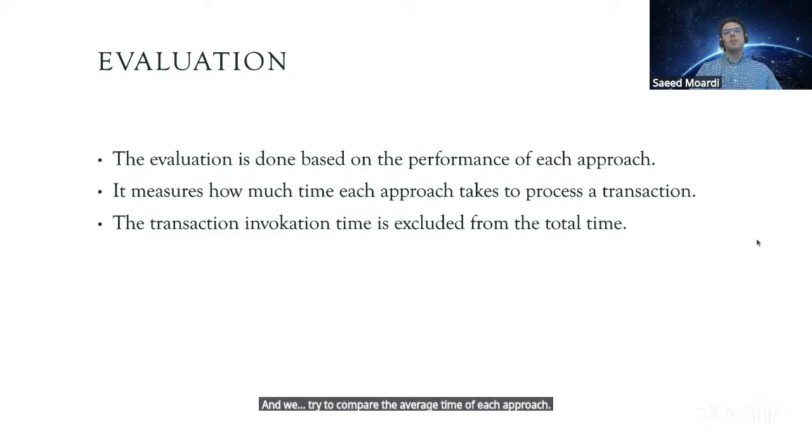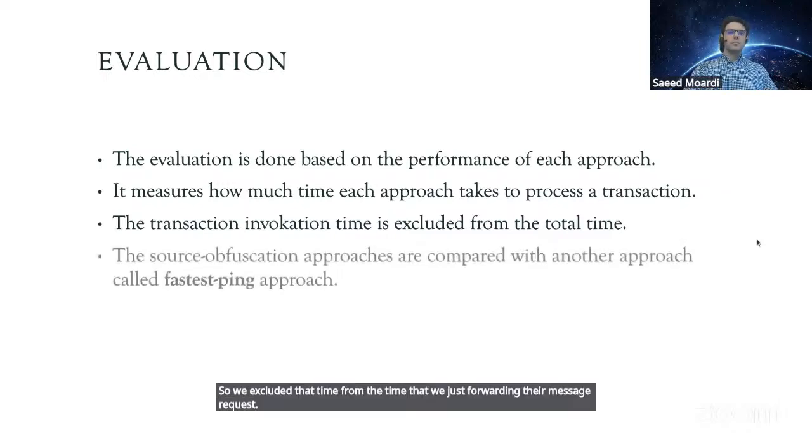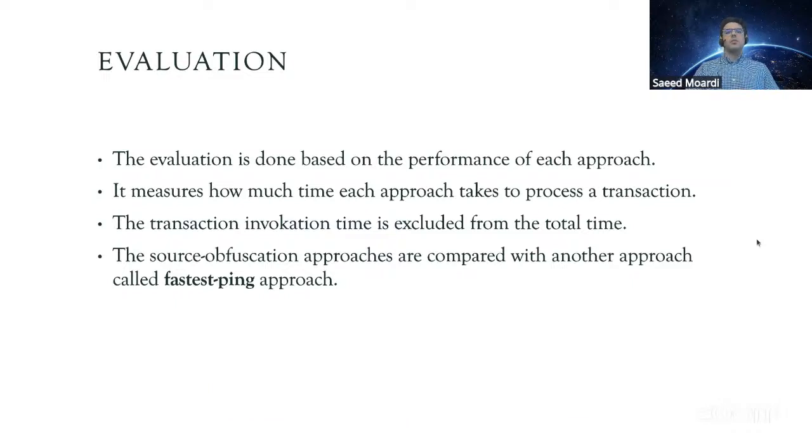The transaction invocation time is excluded from the total time, because the invocation of a smart contract also takes some time. So we excluded that time and only measured the time for forwarding the message request. The source obfuscation approaches are compared with another approach called the fastest ping approach.